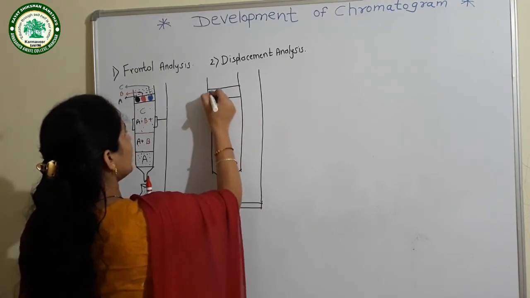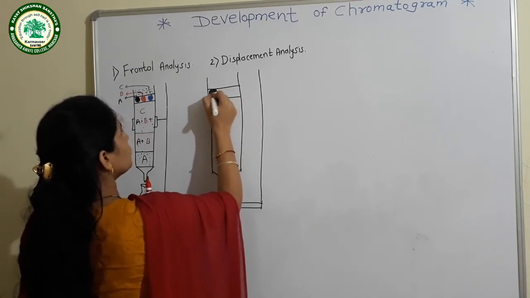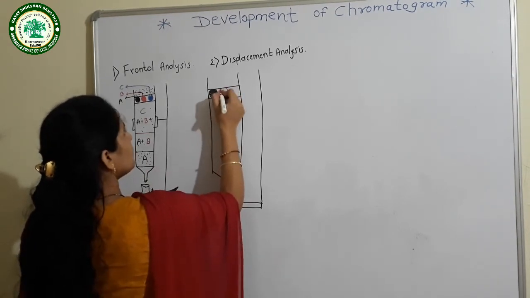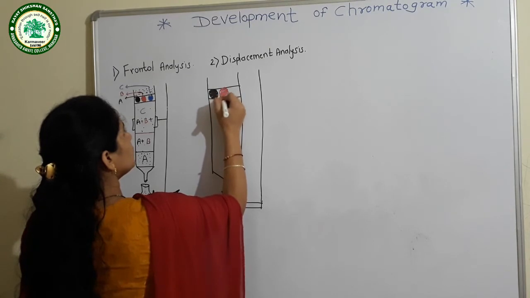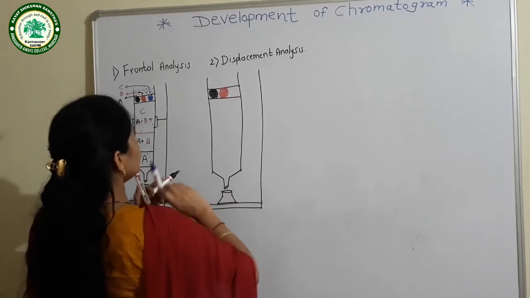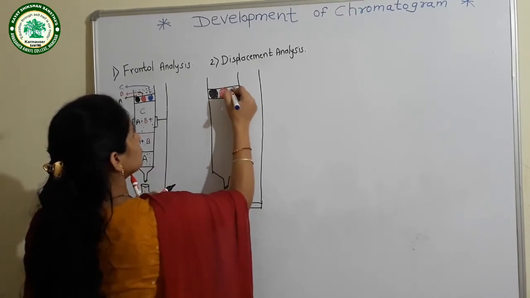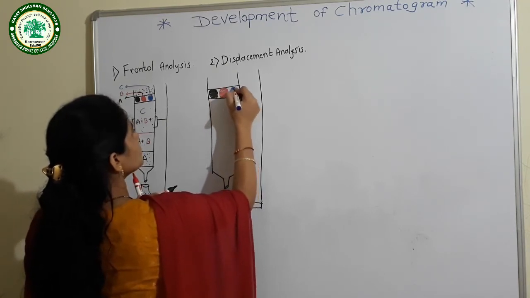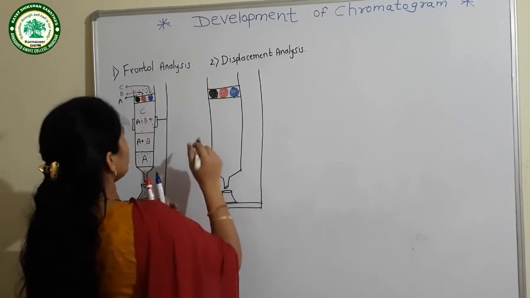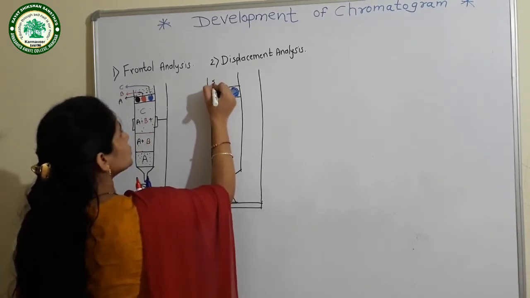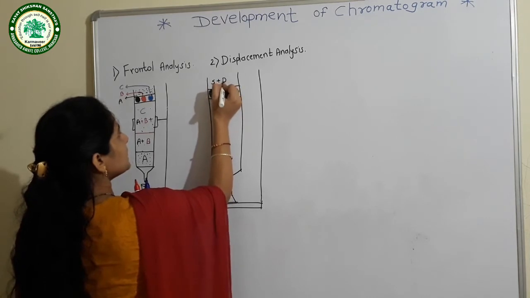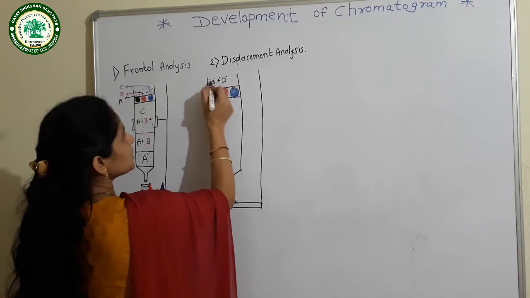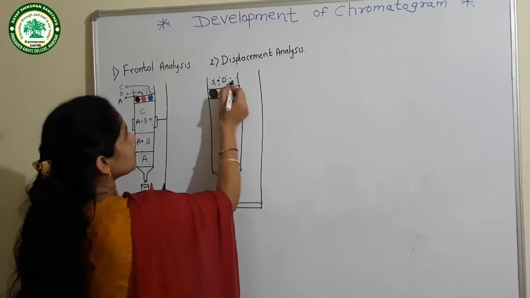Here also we take a mixture of the three components A, B and C. A is of black color, B is of red color and component C is blue color. This column is poured with the stationary phase. Then we place solvent plus displacing agent, S means solvent, D means displacing agent, over our mixture.